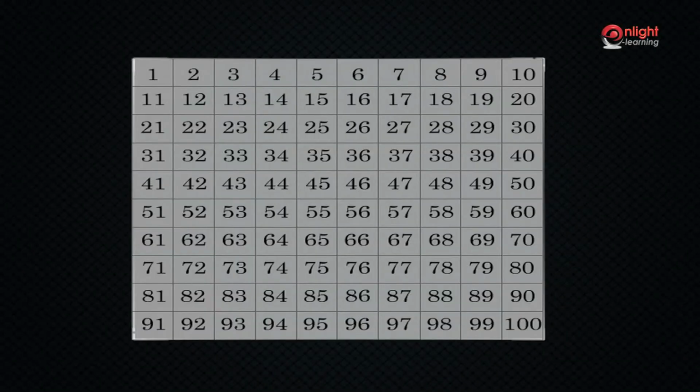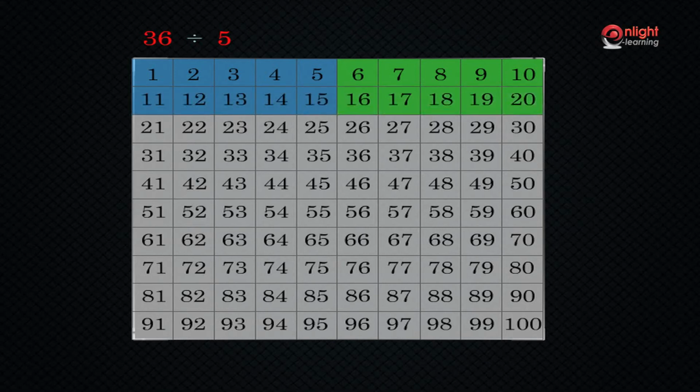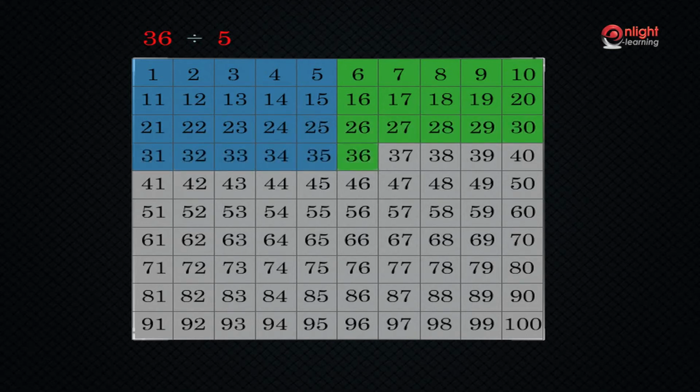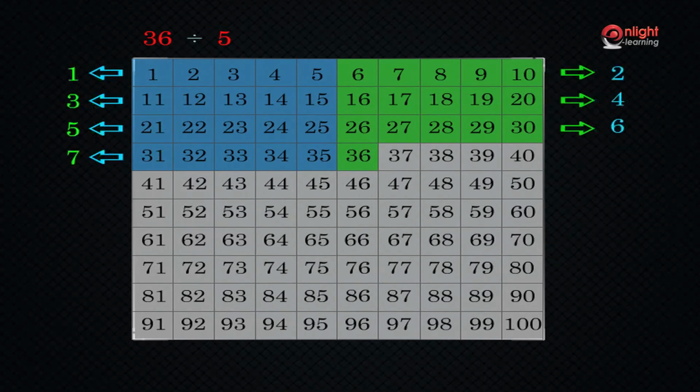Division with remainder using the number grid. Divide 36 by 5. Solution. Color the first 5 numbers with light blue color. Color the next 5 numbers with light green color. Proceed similarly until we reach the number 36. Up to 36 there are 7 groups of 5 numbers and 1 is the remainder. Therefore, quotient = 7 and remainder = 1.